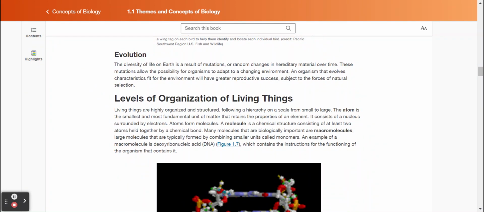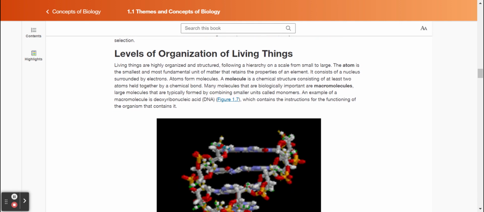Evolution. The diversity of life on Earth is a result of mutations or random changes in hereditary material over time. These mutations allow the possibility for organisms to adapt to a changing environment. An organism that evolves characteristics fit for the environment will have greater reproductive success, subject to the forces of natural selection.